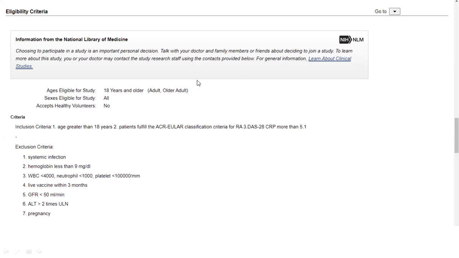The inclusion criteria: any patient more than 18 years of age who fulfills the criteria for rheumatoid arthritis as per ACR or EULAR classification, and who has a CRP of more than 5.1. What do we want to exclude? For all these patients who fulfill this criteria, if any of these patients has a systemic infection, or has a hemoglobin less than this, or a WBC or a neutrophil or a platelet count less than this, has taken a live vaccine within 3 months, a GFR of less than 50 milliliter per minute, an ALT of more than 2 times the upper normal limit, and pregnancy would be excluded from the study.